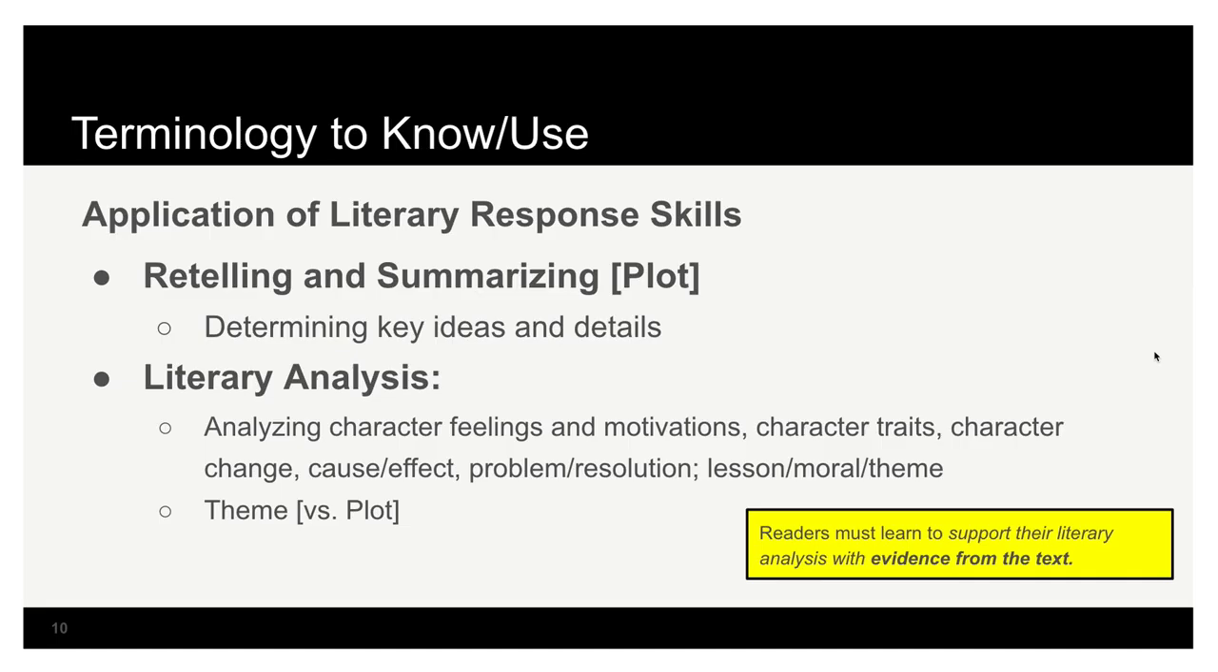Okay. You also want to review terminology related to literary response skills. And so this includes things like retelling and summarizing. Can children determine what the plot is? Can they figure out key ideas and details? And then also literary analysis. And this is where children can figure out characters' feelings and motivations. They can determine character traits, character change, cause and effect, problem resolution. What's the lesson or the moral or the theme of this story? And to understand the difference between theme and plot. Okay? And with each one of these, we're helping support children in how to use evidence from the text to support their analysis.